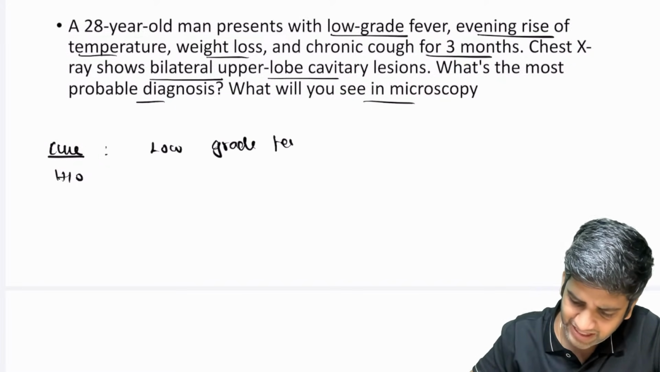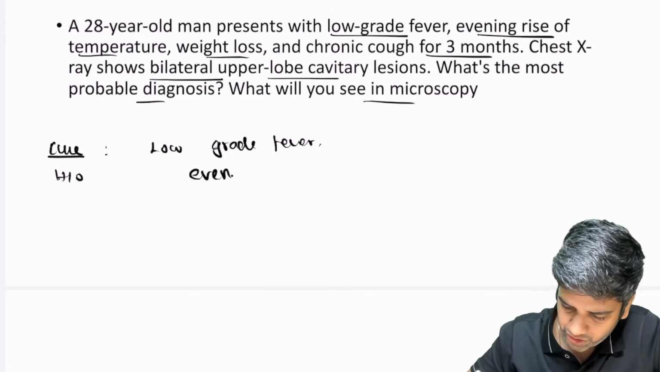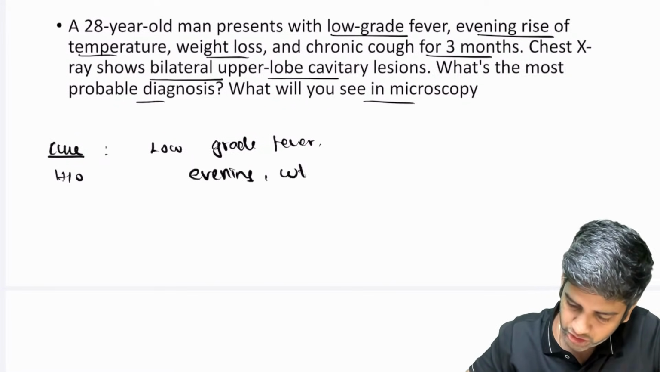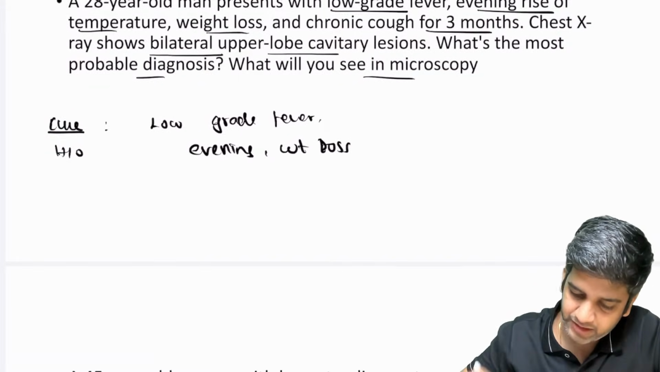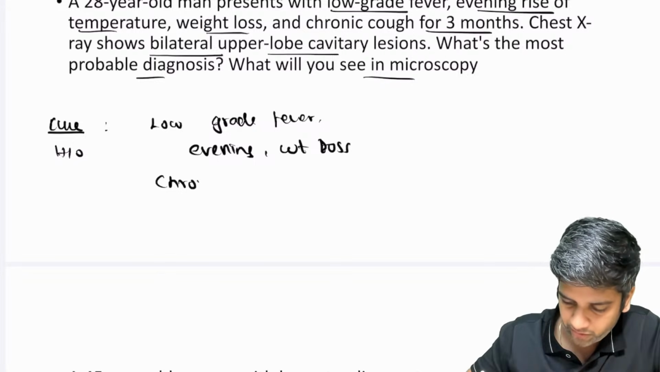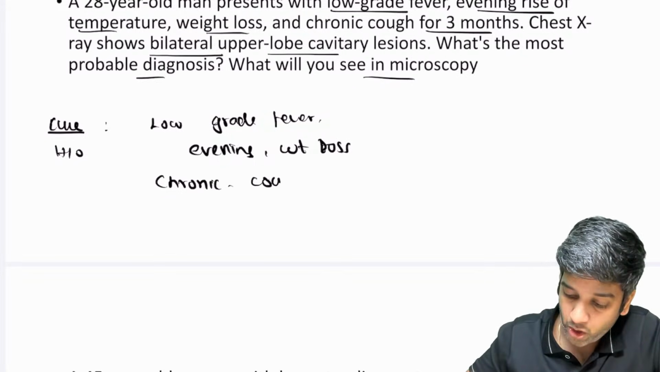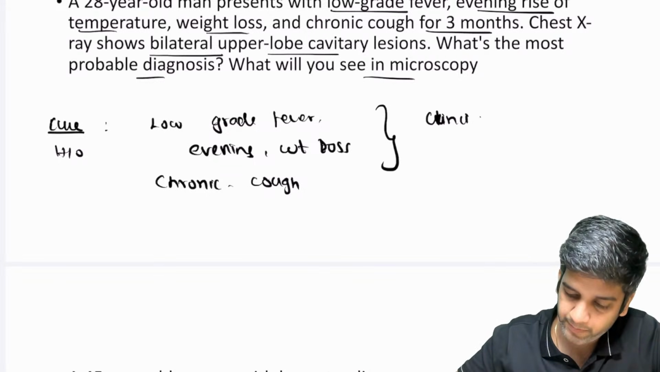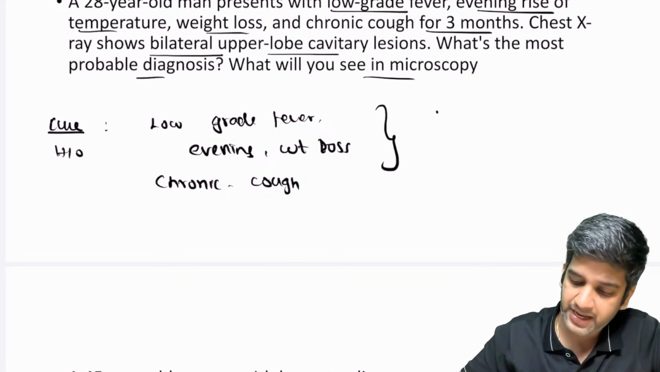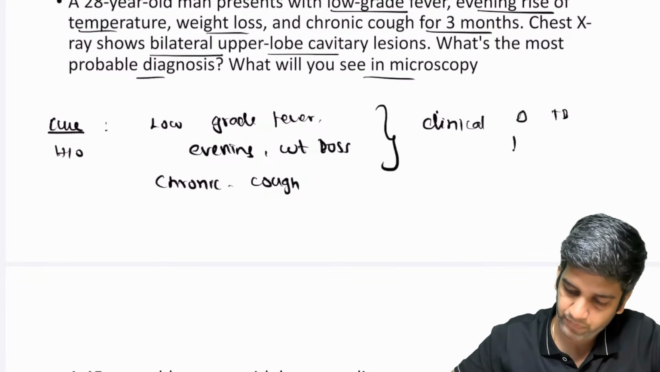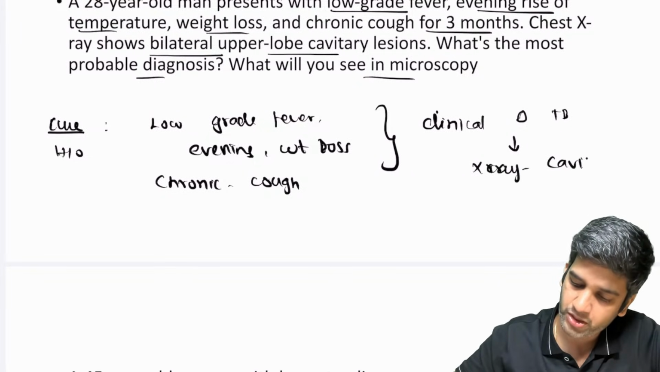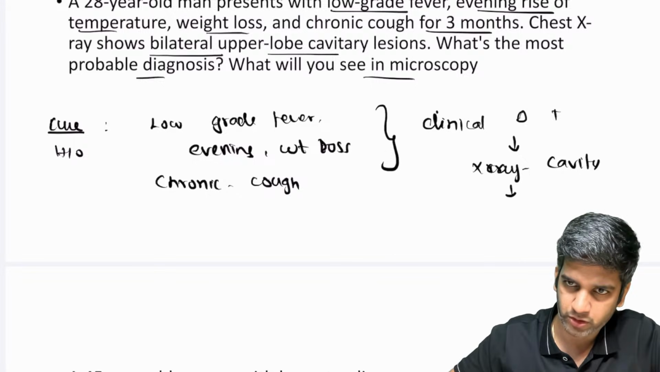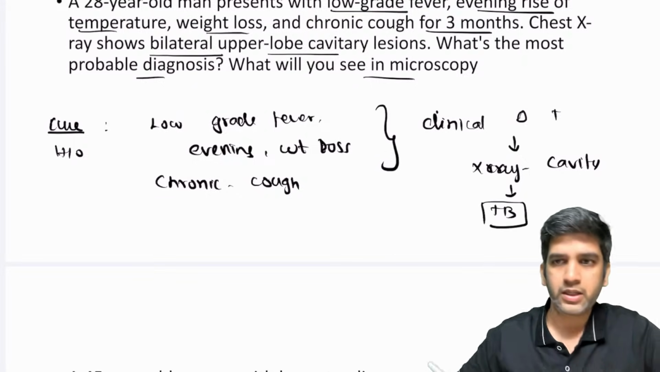There's no error here. You are starting from the question, plus evening rise of temperature, weight loss. Unfortunately, everything in this question is relevant for me, and chronic cough. The chronicity is also important for me, right? All points to only one. Clinically also, I am suspecting TB only. Clinical diagnosis is TB. In addition to that, this patient also has an X-ray. There's evidence on X-ray. In X-ray, you have cavity lesions. So most likely it's a confirmed case of tuberculosis. Right?